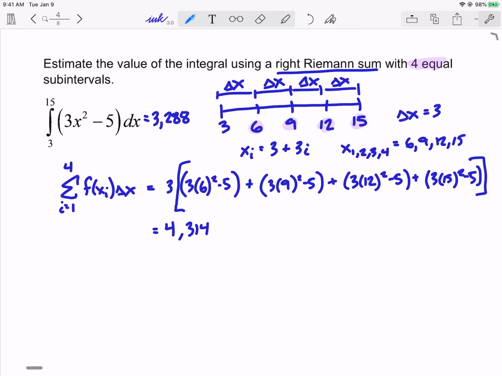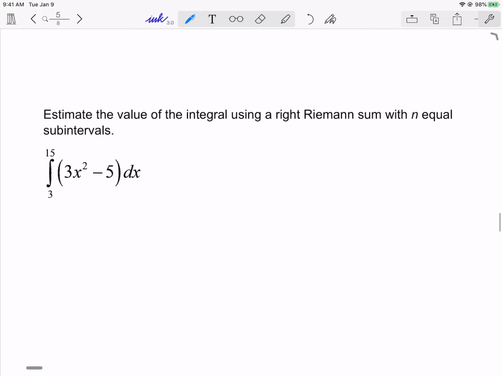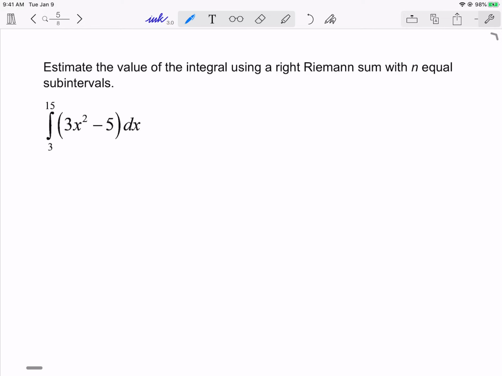3,288. So now, let's dive into the details of what would happen if we did n equal subintervals. Well, let's just start off by using our formulas.